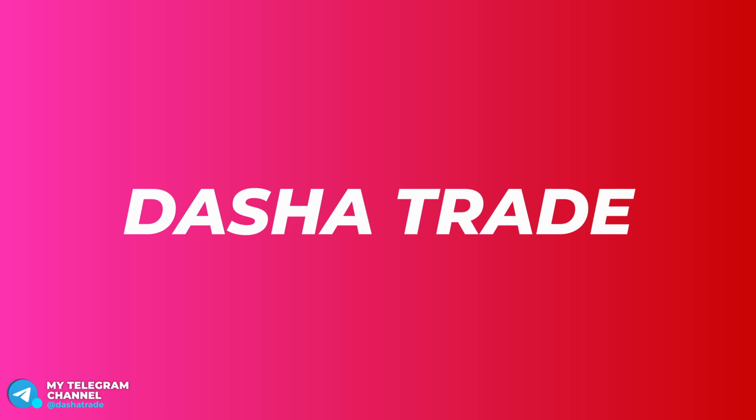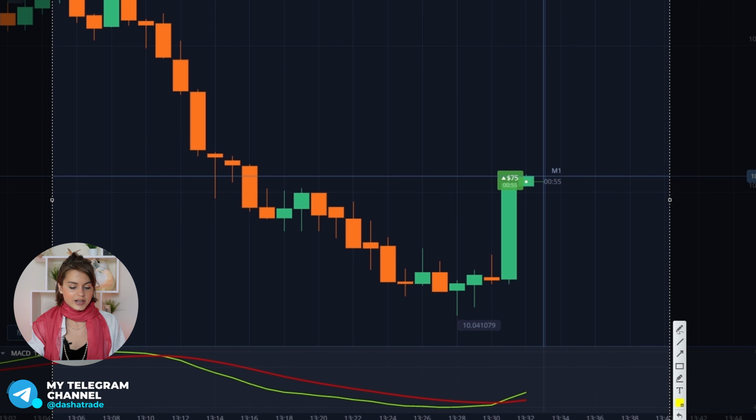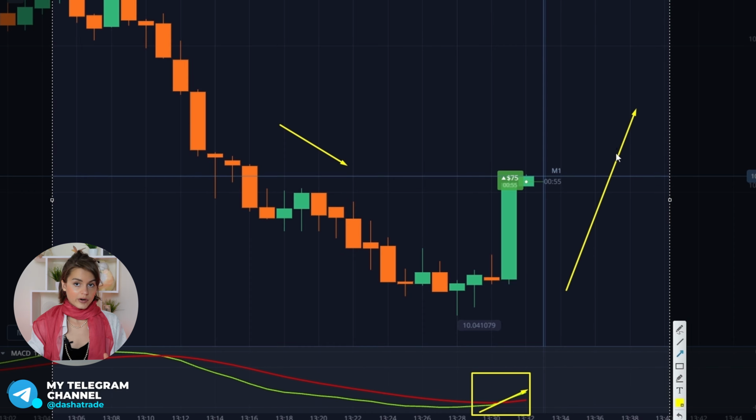So let's move on. I opened a buy deal for $75. In this situation, I saw an intersection on the MACD indicator, and this intersection indicates an increase since the green line crosses the red line from bottom to top. This tells us about the trend changing from downward to upward. As for confirmation factors, I can note the breakthrough of the nearest local resistance level, and this breakthrough occurred with a large, full-bodied candle in favor of the buyer. I also see the bullish engulfing candlestick pattern here.